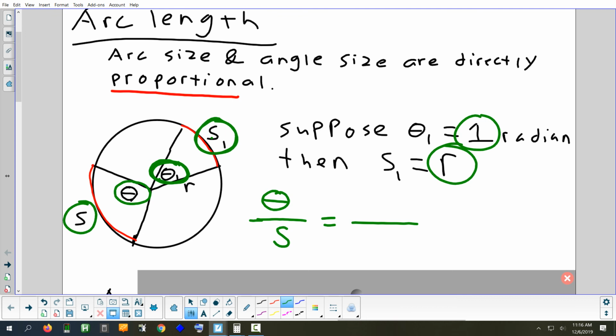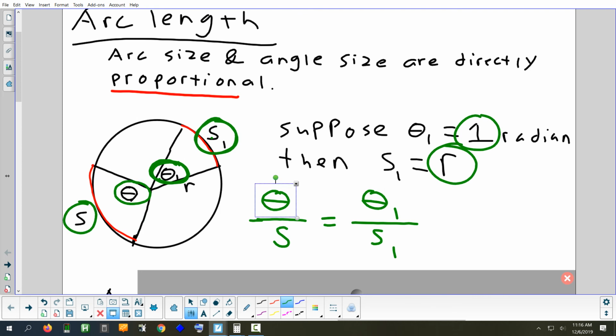S. That wouldn't be consistent. We have to follow the same pattern on the left as we are going to on the right. Theta. Theta 1. Yep. So theta 1 is to S1.